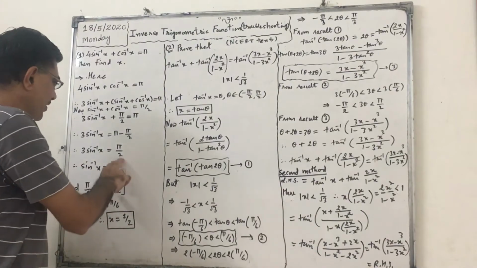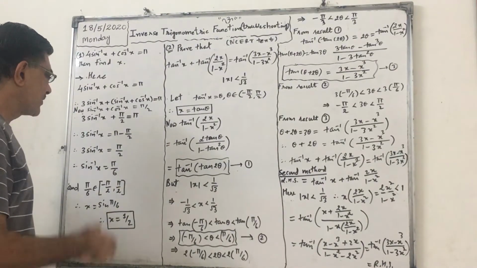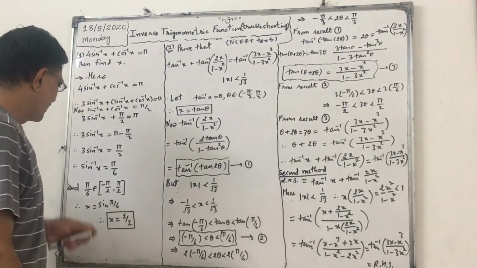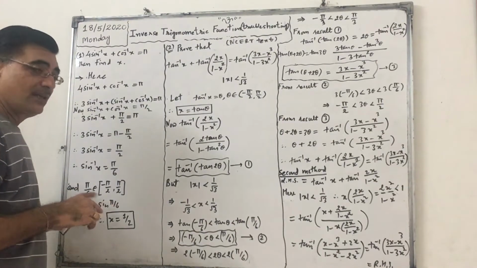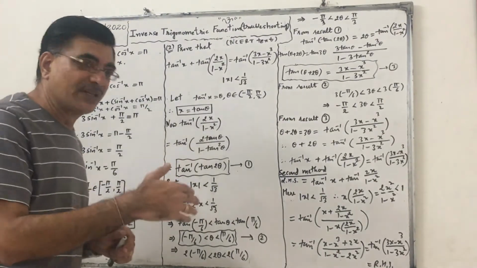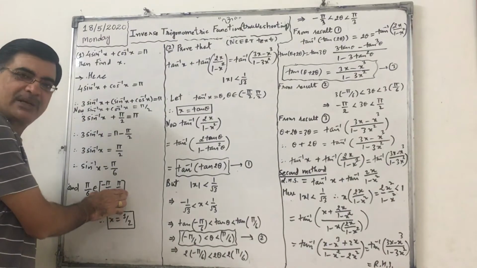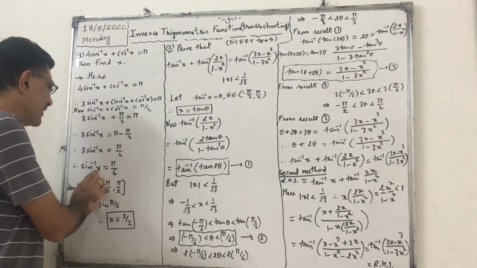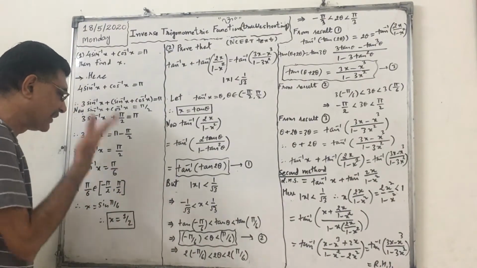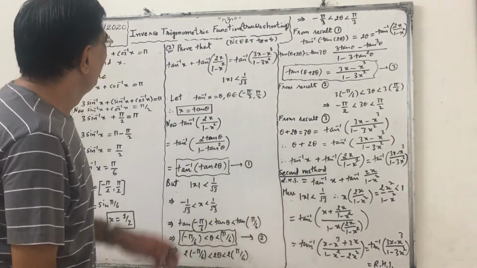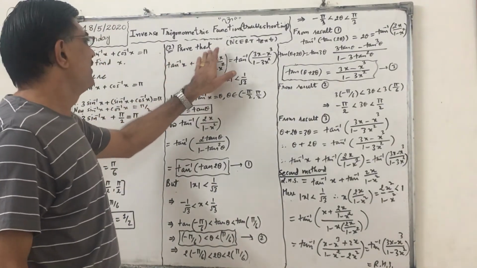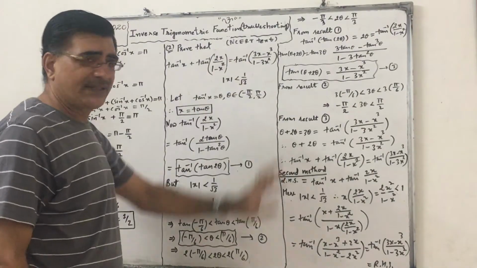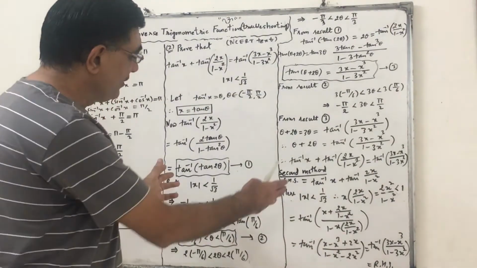So this 3 can go in the denominator, so sin inverse x will be equal to pi by 6. But we know that pi by 6 is in the range of sin inverse, that is the closed interval minus pi by 2 to pi by 2. That's why we can write x equals sin pi by 6, that is 1 by 2. This is actually an illustration of an NCERT text which I have solved by two methods.